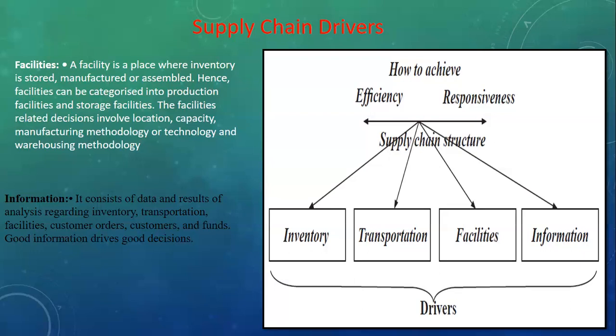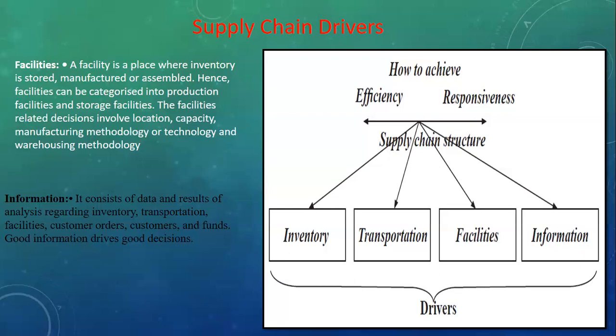Facility-related decisions involve the location, capacity, manufacturing methodology and technology, and warehousing methodology. Here we need to decide which location to select for storing, what capacity of space we need to arrange for inventory or warehouse, which manufacturing methodology, which technology we will use, and what kind of warehousing methodology. These things need to be understood.